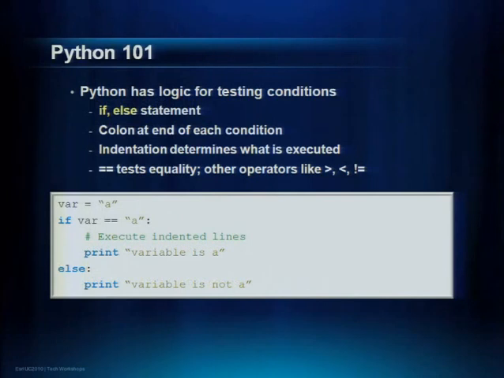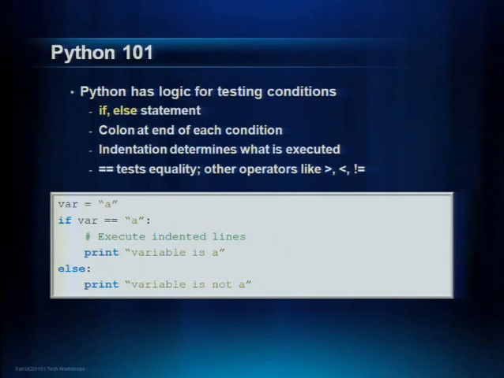A very important part of Python is the ability to test conditions. You're using branching logic to perform one operation if a condition is met, and another operation if that condition is not met. The most common form of this is the if-else statement, which reads something like: if this is true, execute these indented lines, and if it's not true, execute some other lines. A colon is put at the end of each condition statement, and how the lines are indented beneath that condition statement determines what will execute if the condition is met.